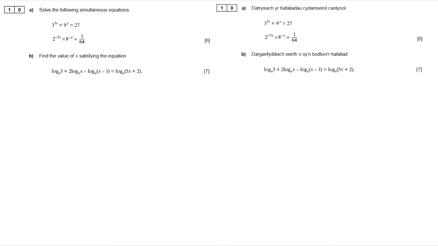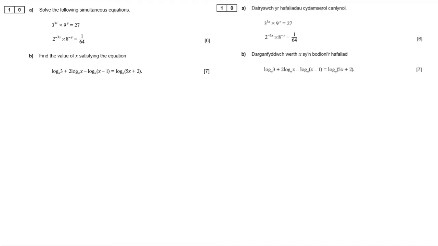In part A of this question, we are asked to solve a pair of simultaneous equations where the unknowns occur within indices. In part B of this question, we are asked to solve an equation where the unknown x is contained within expressions containing logarithms. This question will clearly require a knowledge of the laws of indices and logarithms.